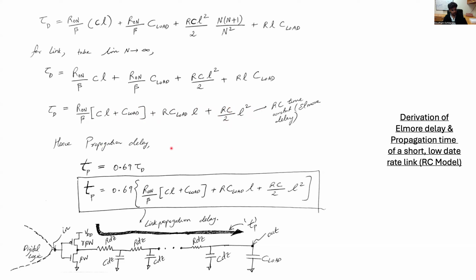And hence the overall propagation delay is going to be, as we already know, 0.69 times the time constant, and the time constant here being the Elmore delay, and therefore the overall propagation delay is going to be 0.69 times this expression.